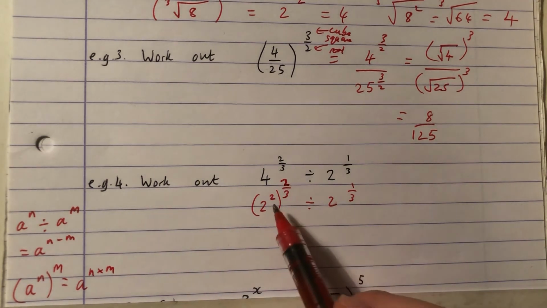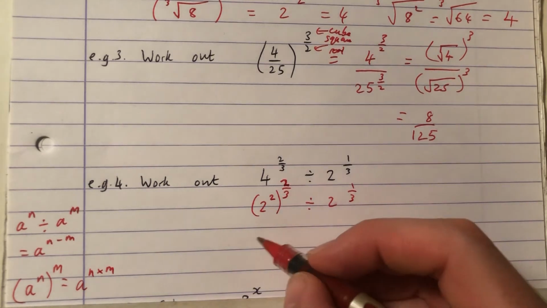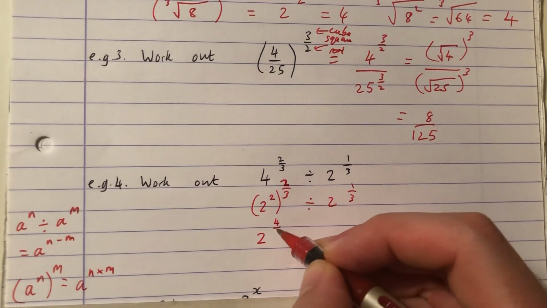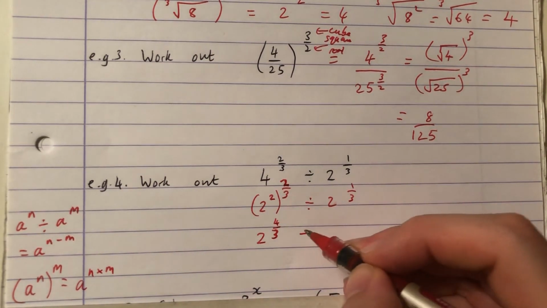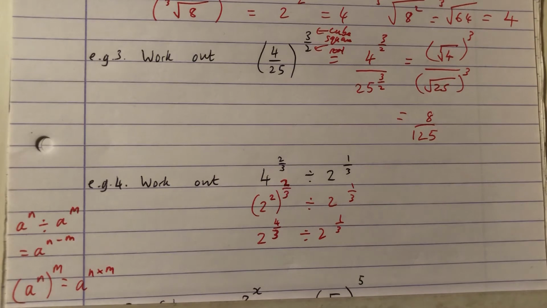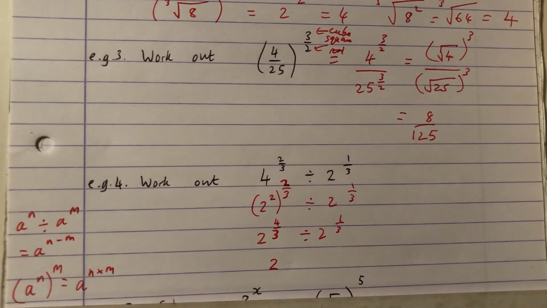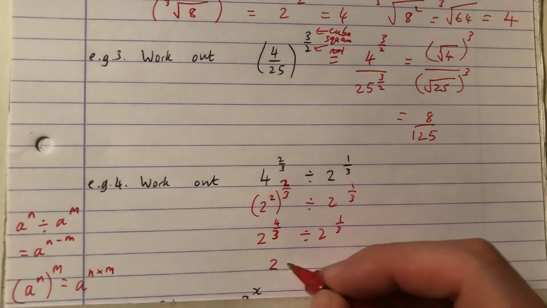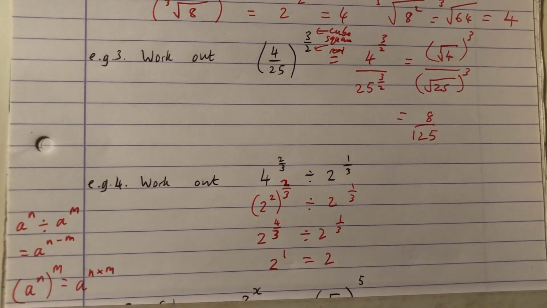And that works here. 2 to the power of 2, all to the power of 2/3, you just multiply the powers. And that's 2 to the power of 4/3, divided by 2 to the power of a third. And then finally I can use my year 10 rule of subtracting the powers. And 4/3 subtract 1/3 is 3/3, which is 1. So it's 2 to the power of 1, which is just 2. So that complicated thing at the top is actually just 2.